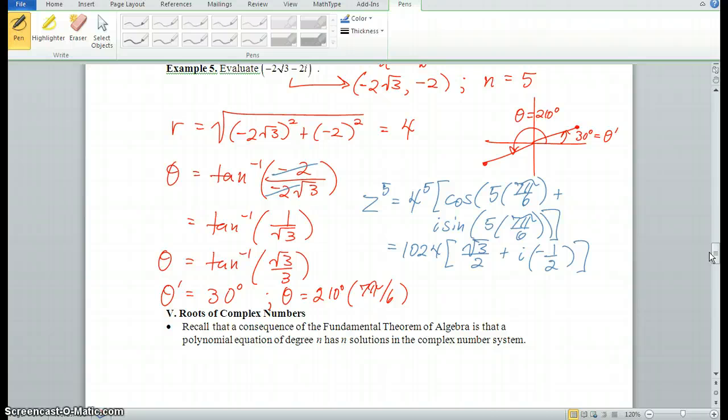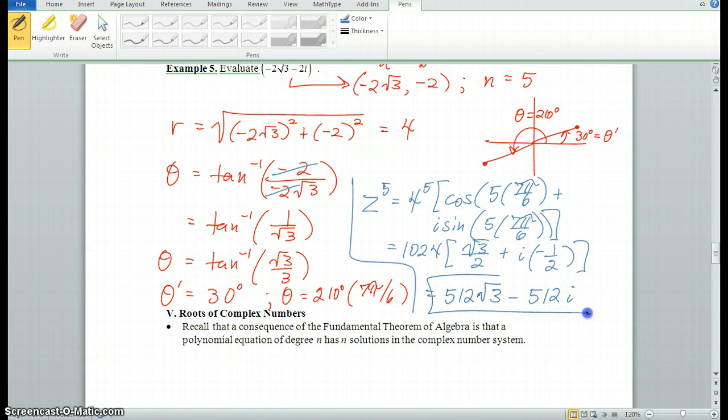There's really one final step here, and that's distributing the 1024 to this quantity. 1024 divided by 2, 512, and then just multiply just there by root 3, and then 1024 divided by 2, 512. Don't forget your i. Ladies and gentlemen, that is your final answer, a plus bi form.